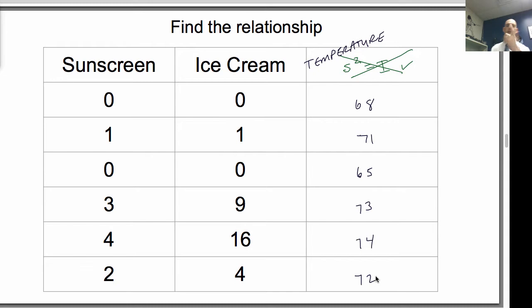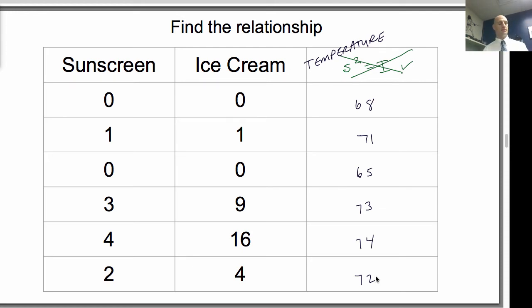What do you notice now? We'll take a look at this. You have 2 pieces of data that have zeros and then 68 and 65. As the temperature crept slightly above 70 to 71, you sold 1 bottle of sunscreen, 1 ice cream cone. But as it got warmer, 73, you sold 3 and 9 ice creams. It became 74, you sold 4 bottles of sunscreen, 16 ice cream cones, and it was 72, and there were 2 and there were 4.